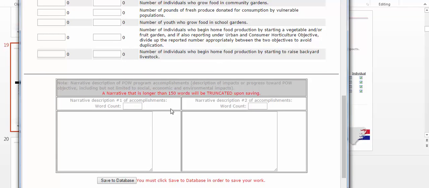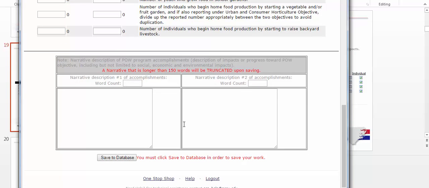At the bottom, there are two narratives, and narratives can be no longer than 150 words, or they'll be truncated upon saving. They are accomplishments, description of impacts or progress toward the plan of work objective, including but not limited to social, economic, and environmental impacts.